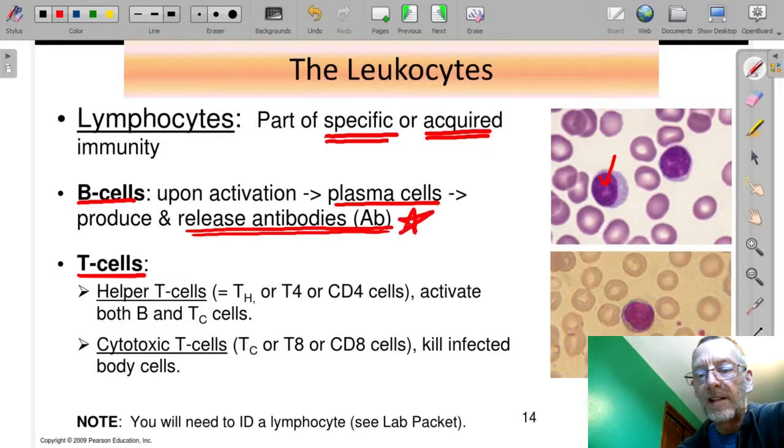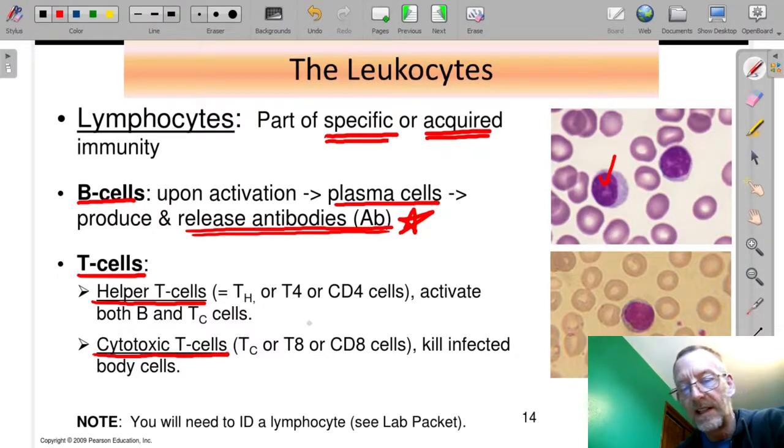So antibodies circulating in the blood are produced by activated B cells or plasma cells. T cells develop and finish their maturation in the thymus, as I mentioned earlier with the lymphatic system. And there are two broad flavors, if you will, of T cells. There are helper T cells and there are cytotoxic T cells.